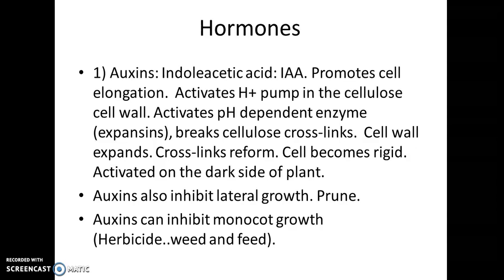So if you cut off the tip, then all of a sudden you'll have this lateral growth, and that makes the plant become more bushy or more full. And that's why you prune plants, to remove the apical dominance. That's what it's called. The apical meristem produces the auxin dominance. So if you cut that apical meristem off, the auxins aren't produced, and you'll have lateral growth.